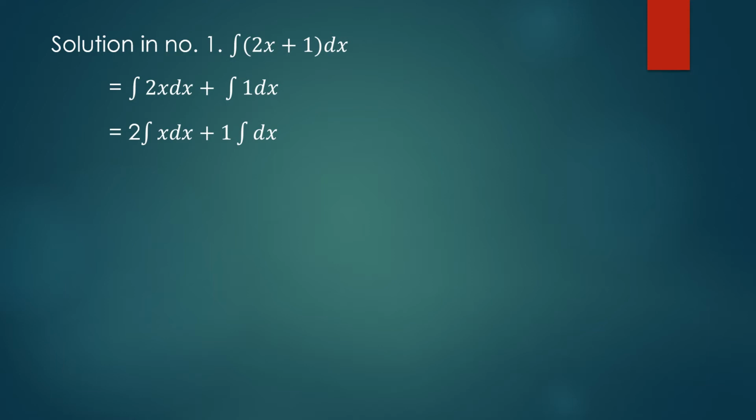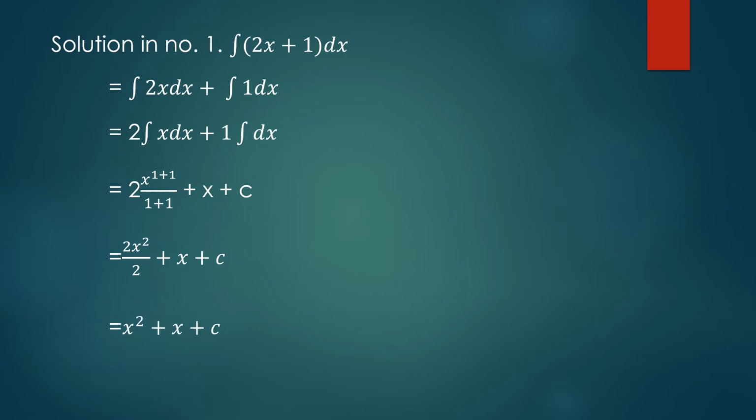Next, we can make use of the fundamental concept of anti-differentiation, wherein we add 1 to the exponent, and the quantity from the exponent will also be found in the denominator, plus x plus c. Next, simplifying, we get 2x squared over 2 plus x plus c. Then by simplifying, we get x squared plus x plus c as our final answer.